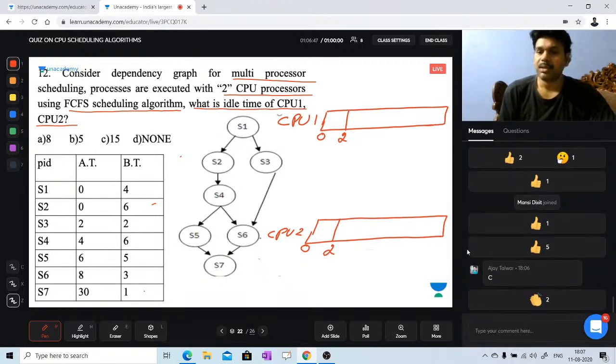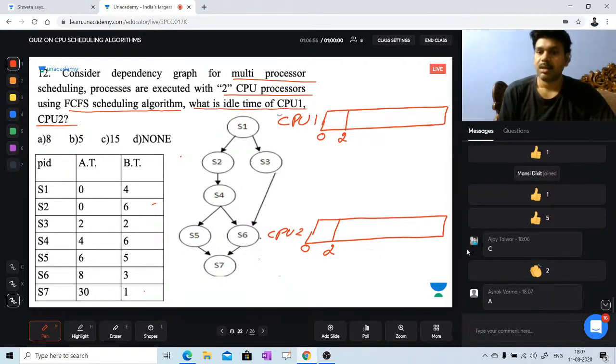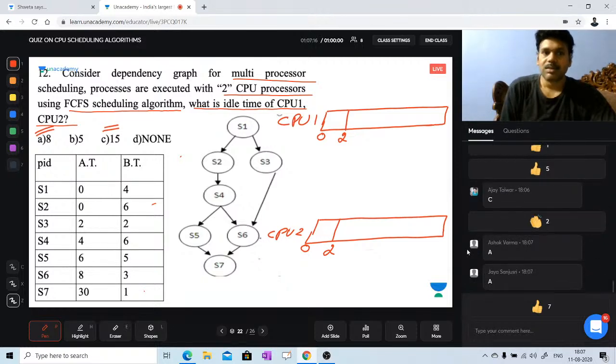Anybody got completed? What is the CPU idleness, friends? CPU 1, how much time is it idle? Please, all of you. So your answer is A. Some are guessing the answer is C. So Sanjushri, his answer is also A.